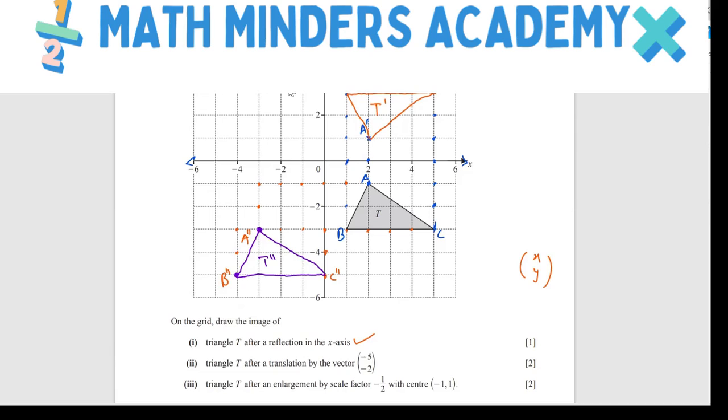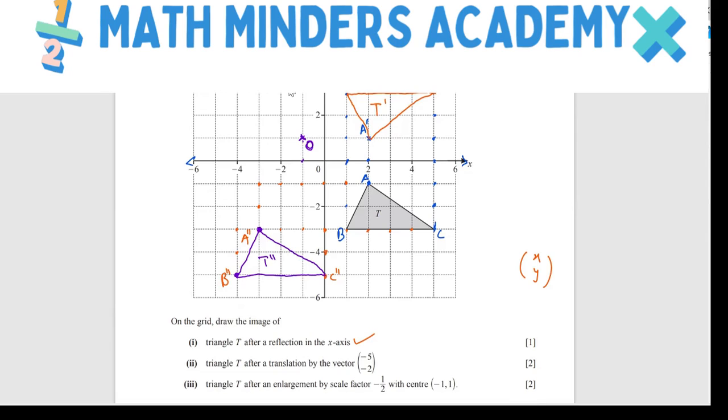So let's go and find the center. Now, -1 is, this is 0, this is -1 here, and then this is 1. So this is our center here. Let's call this center O. Okay, the center has moved. Okay, beautiful.